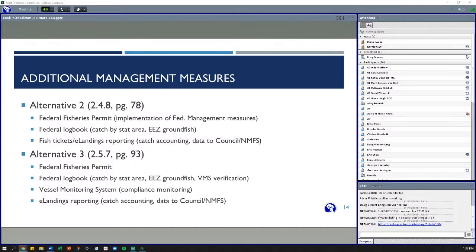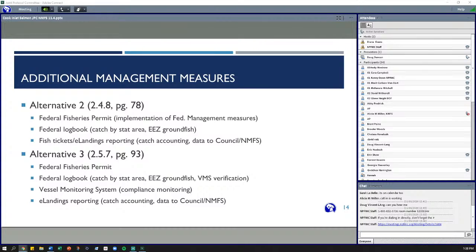Additionally, we also have an obligation under National Standard 9 to document any bycatch of groundfish and other species. So this would also be recorded in the federal logbook, along with catch by stat area, including whether those fish were harvested in the EEZ or state waters. And then finally, to ensure data availability to the council and NMFS, we would also require that all harvests are reported through fish tickets or e-landings, which I don't think is much different than existing conditions.